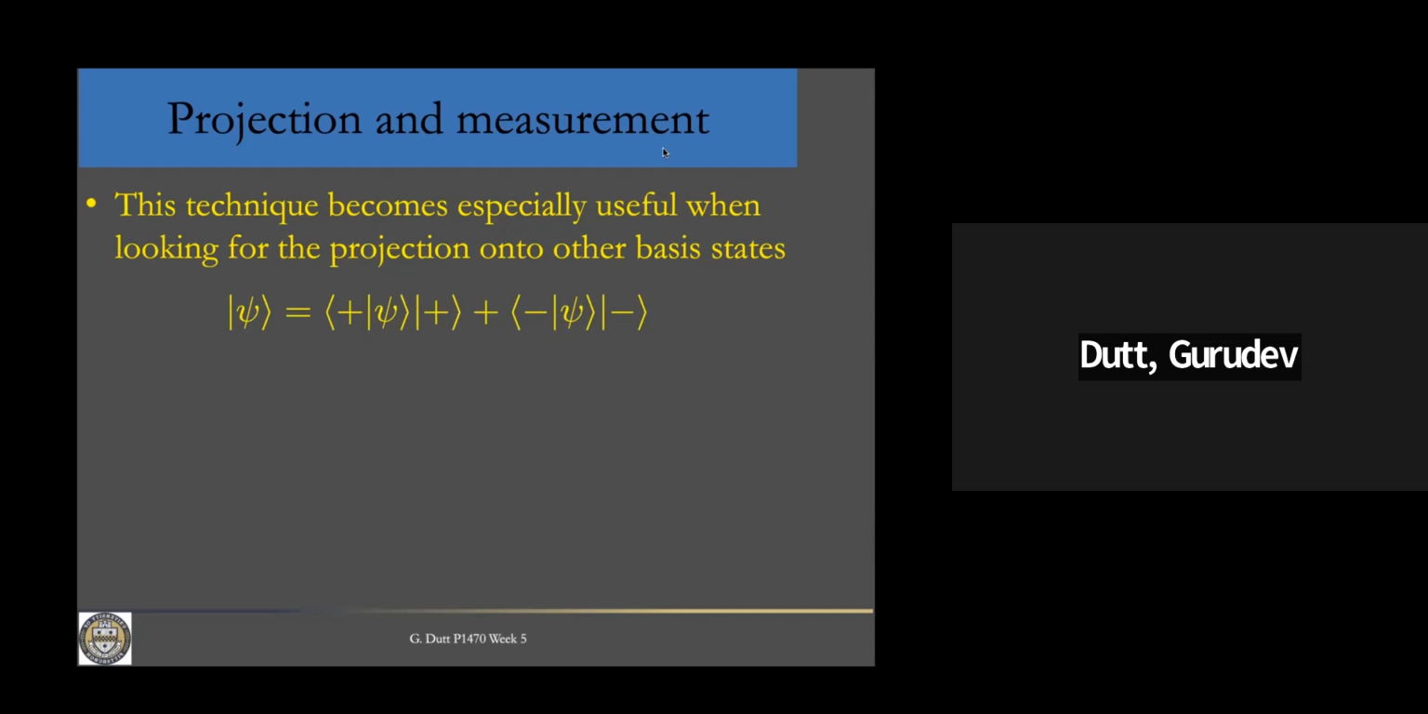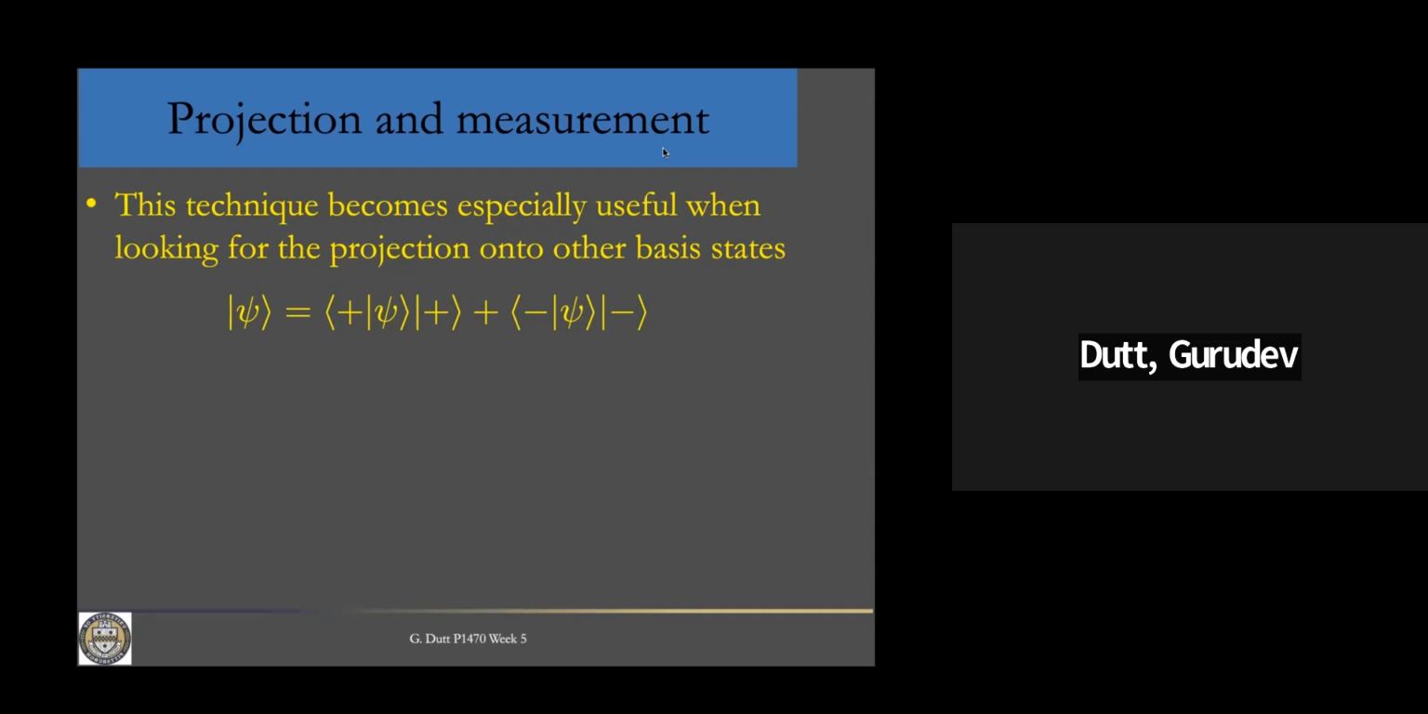By exact analogy with the 0 and 1 expression that I showed you on the previous slide, we say that the state psi equals projection of psi onto the plus state times the plus state, plus projection of psi onto the minus state times the minus state. Right? Simple enough? Everybody agree with that? The analogy, everything is clear?